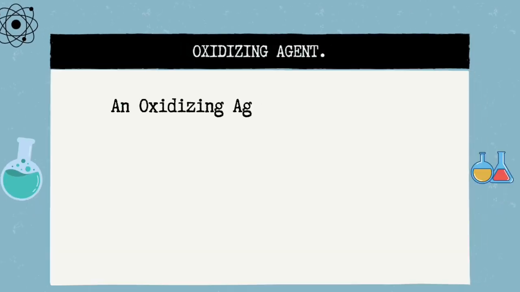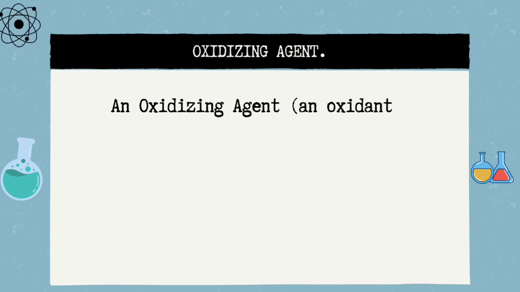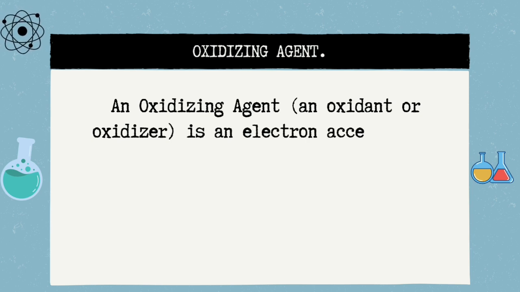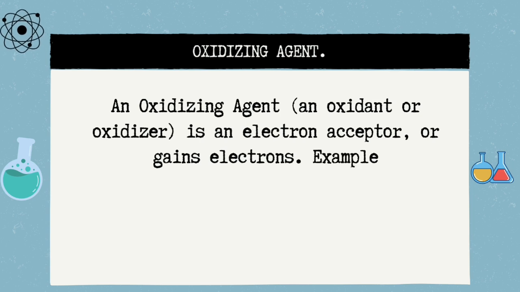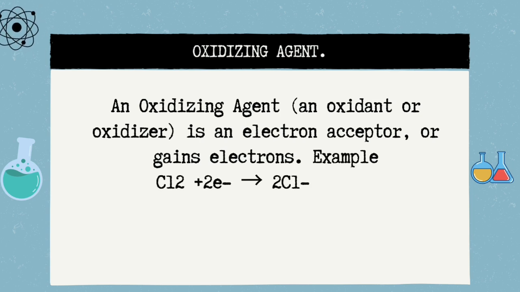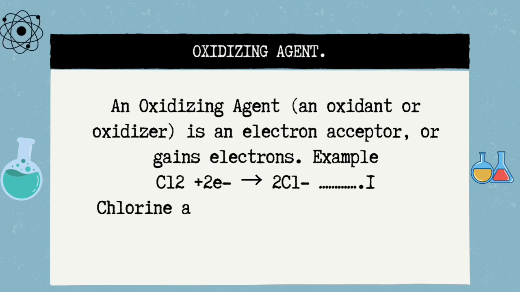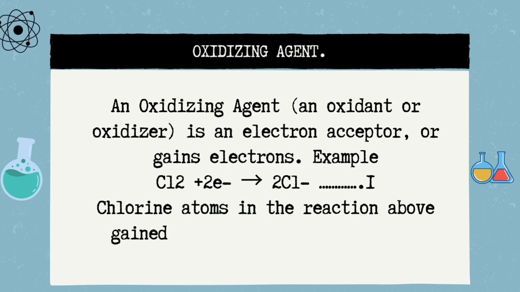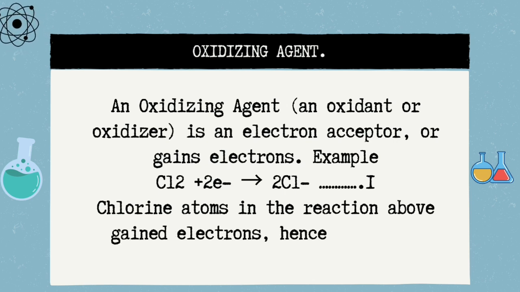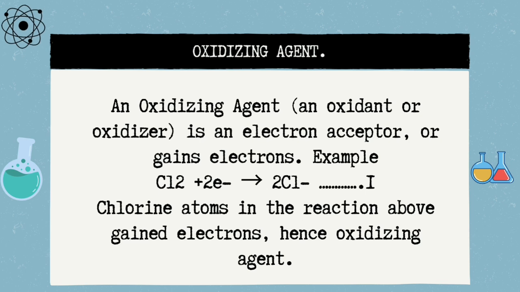An oxidizing agent, sometimes referred to as an oxidant or oxidizer, is an electron acceptor or gains electrons. Consider the half equation below of chlorine. Chlorine atoms in the reaction above gain electrons. That is, it becomes reduced by accepting electrons. In this aspect, it is termed an oxidizing agent.